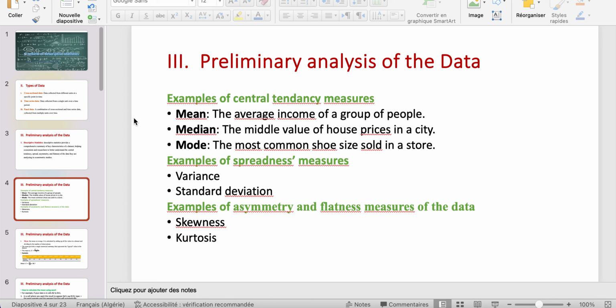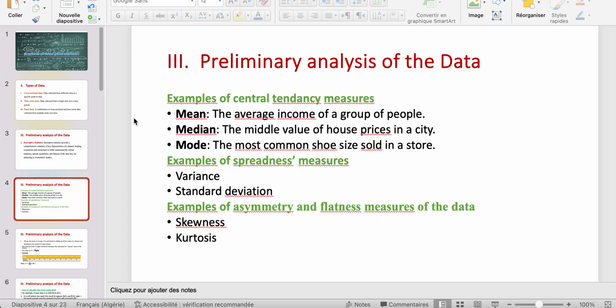And the mode is the most common value in the data set. How many times the value of the variable is repeated in the data, the frequency. The value which is repeated the most, we say that this is the mode. For example, the most common shoe size sold in a store is 39 or something like that.